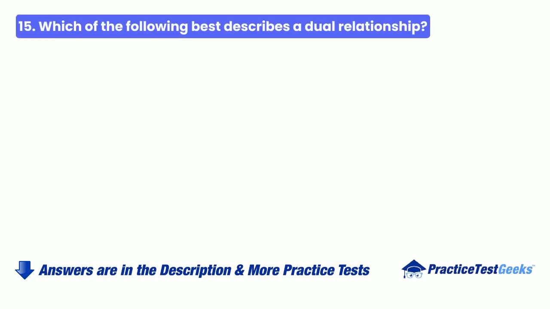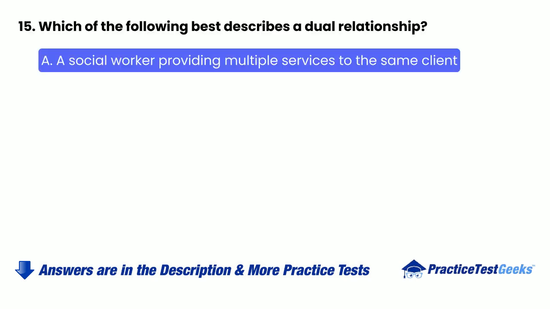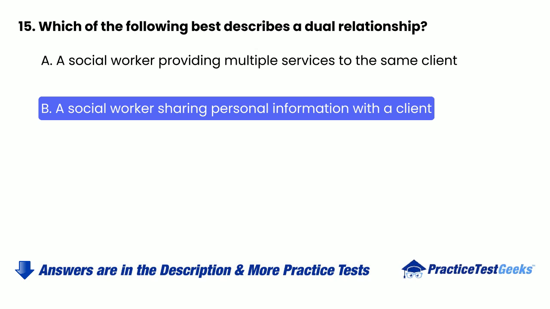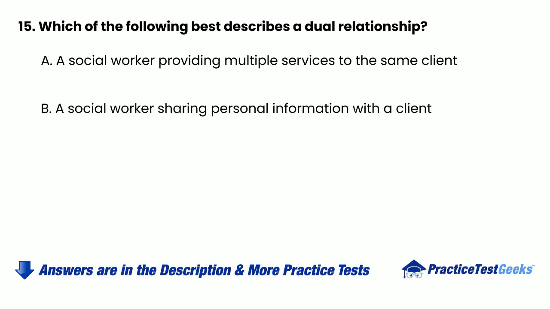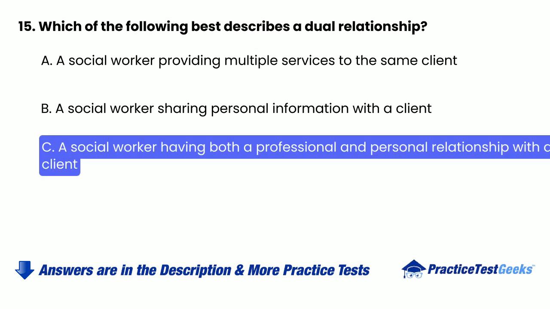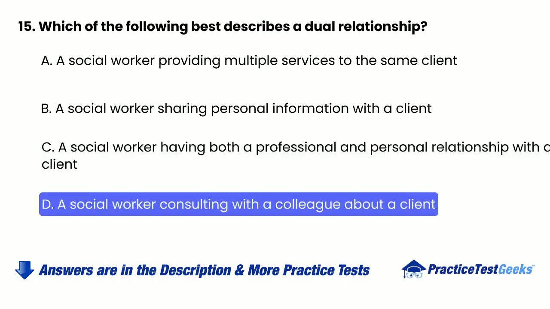15. Which of the following best describes a dual relationship? A. A social worker providing multiple services to the same client. B. A social worker sharing personal information with a client. C. A social worker having both a professional and personal relationship with a client. D. A social worker consulting with a colleague about a client.